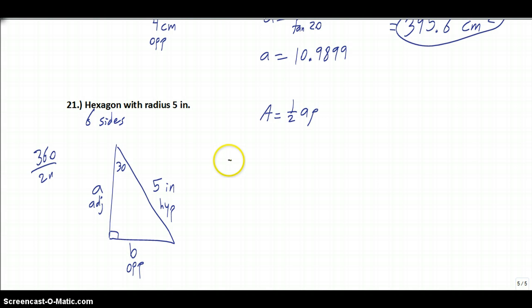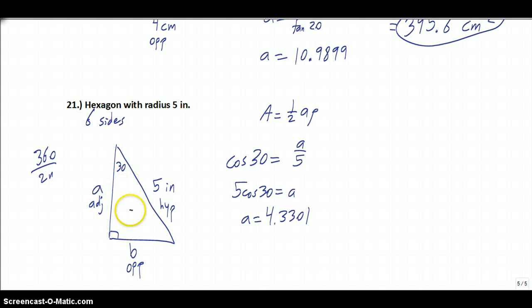Let's find A. Cosine of 30 equals A over 5. So 5 cosine of 30 is going to be A. So let's see what that is. 5 cosine of 30 is 4.3301. So there's your apothem.